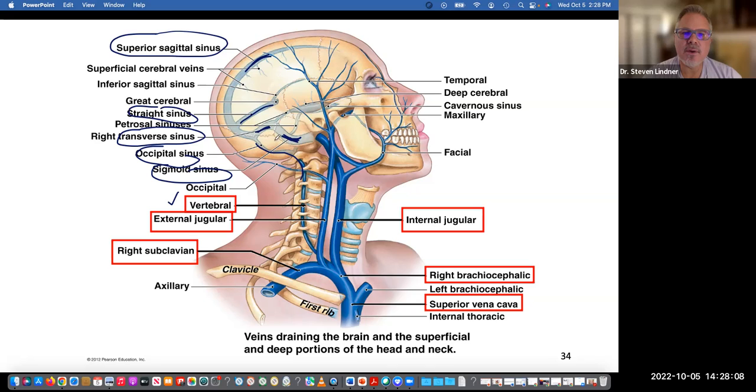So these are going to drain right into the internal jugular. If we follow the internal jugular vein right into the right brachiocephalic, the right brachiocephalic would lead into the superior vena cava, which leads the deoxygenated blood into the right atrium. Okay. Now, what else leads into that right brachiocephalic? Here is the right subclavian, and here is the right axillary. So it's right axillary first, then the right subclavian, into the right brachiocephalic, into the superior vena cava, into the right atrium.